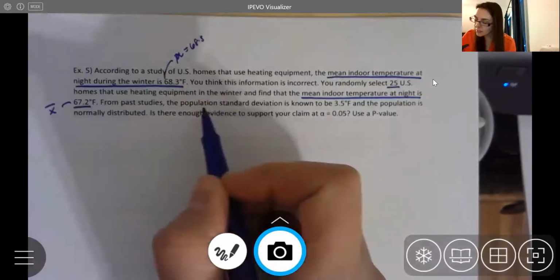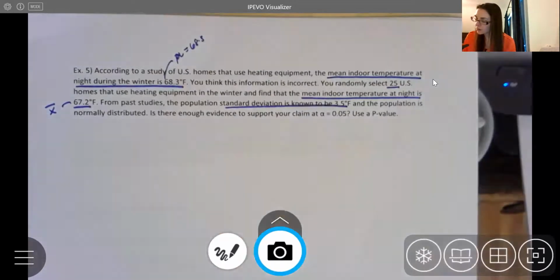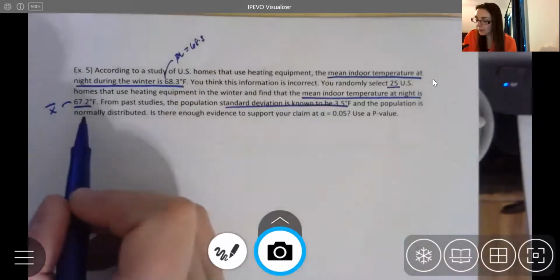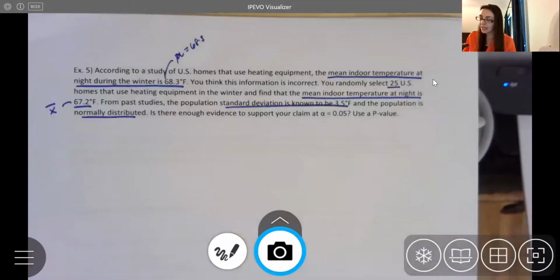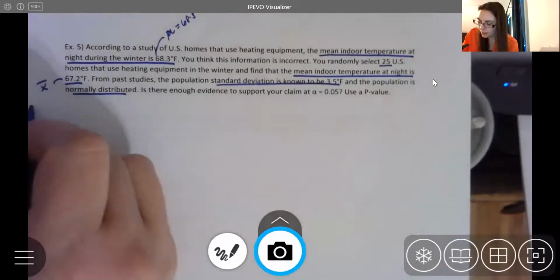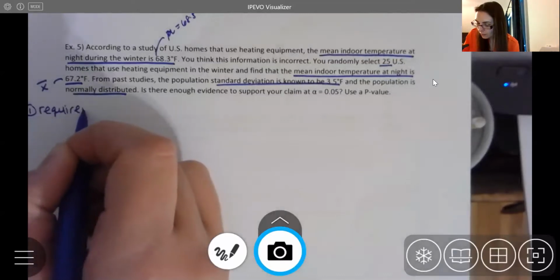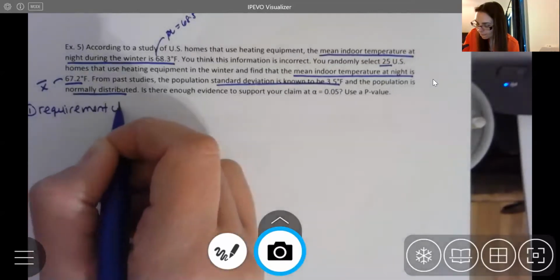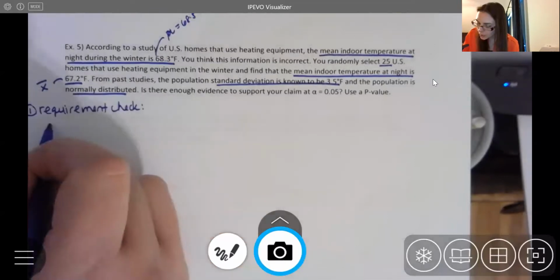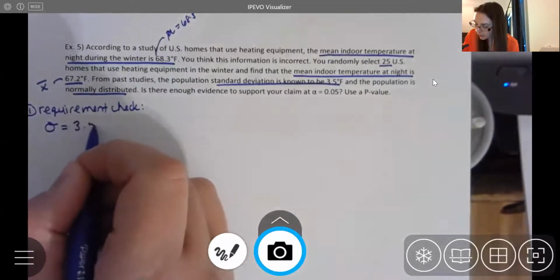From past studies, the population standard deviation is known to be 3.5 degrees Fahrenheit, and the population is normally distributed. Is there enough evidence to support your claim at alpha equals 0.02? Use a p-value. So first thing here is we have to do a requirement check. So remember, is sigma known? It is. Sigma is known to be 3.5 degrees Fahrenheit.